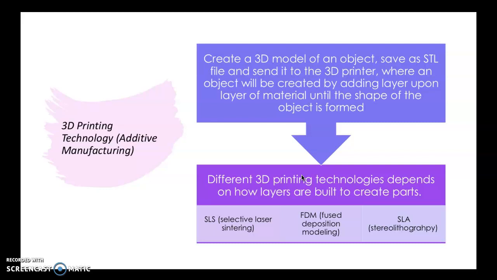There are 3 types of 3D printing: SLS, selective laser sintering, FDM, and SLA. I'll be running pretty quick. Basically you create a 3D model. Remember our graphics pipeline? The very first step is still creating a 3D model, then saving it to an STL file and sending it to the 3D printer. Most of the time 3D printing doesn't have much color, but it does support different kinds of materials.